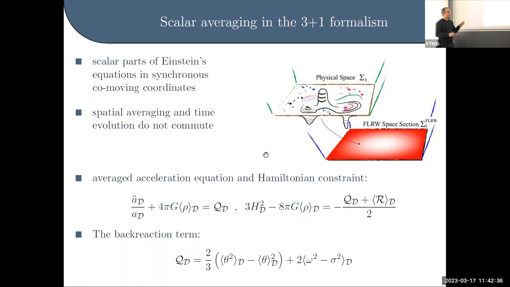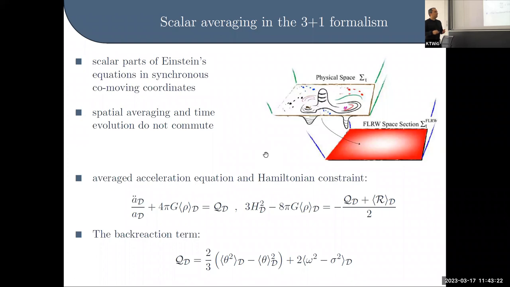And this backreaction is composed of a variance of the expansion and the averaged rotation and the shear rate. The problem is that since we have these two equations and we neglected all the non-scalar parts of the Einstein equations, this is not closed. So we need the closure condition, some sort of effective equation of state, to close the equations. So this brings me to the second method used in relativistic cosmology, which allows us to close these equations and which is usually referred to as the relativistic Zel'dovich approximation.